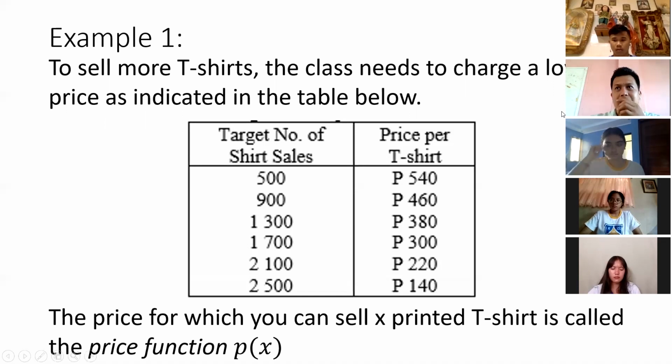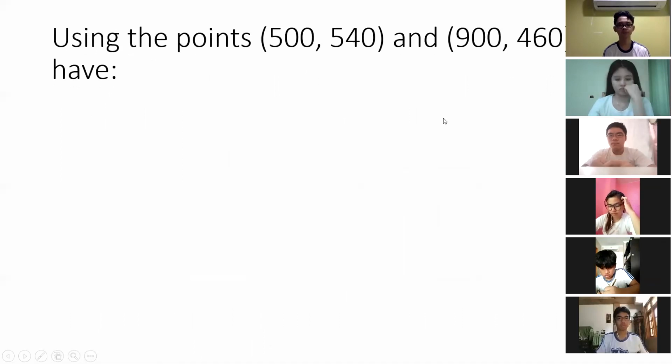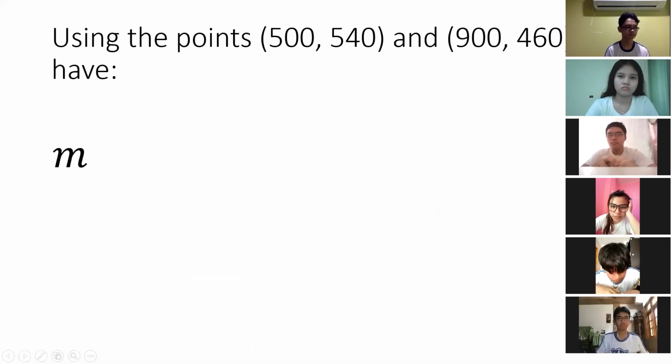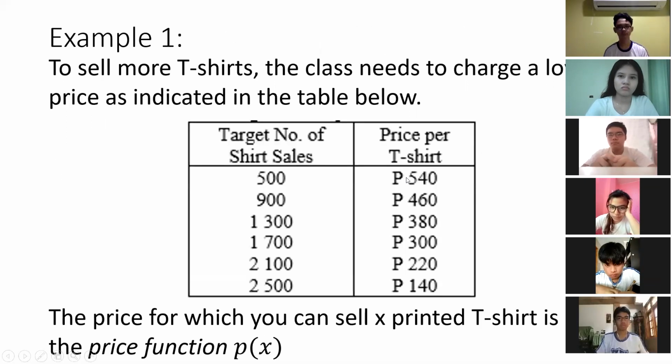Okay, so let's proceed. What you have is you're going to generate first the slope using 500 and 540 as your first coordinate, 900 and 460 as your second coordinate. Where did you get these? That's from the table. The first values, 500 and 540, 900 and 460. You can also use the other values, but of course, the first two will always be the first choice when we create our coordinates.